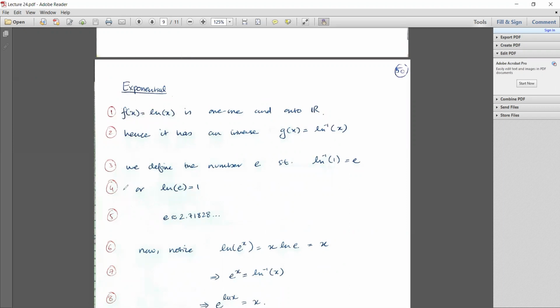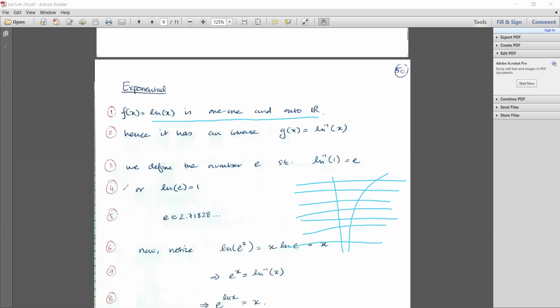So the natural log of x is a 1-to-1 and onto function, right? If you just remember the graph, this was the graph. It's 1-to-1, right? Why is it 1-to-1? Because it passes the horizontal line test, right? And it's onto the entire set of real numbers, meaning it can attain all real numbers, right? Its range is R. So it has an inverse.